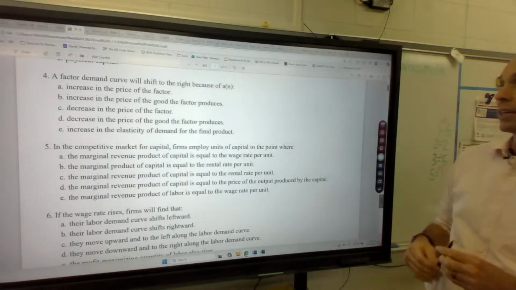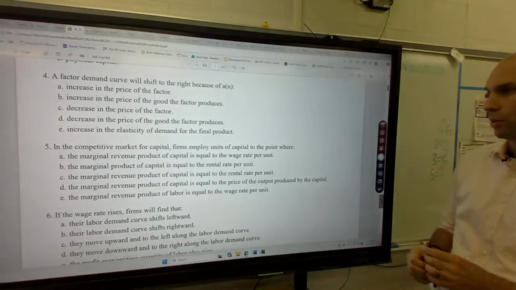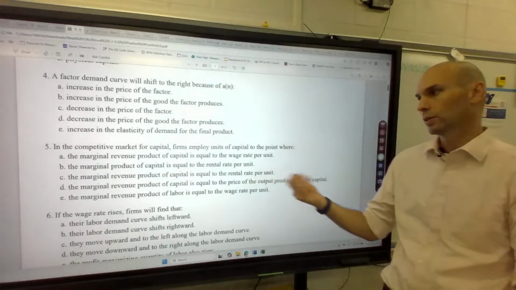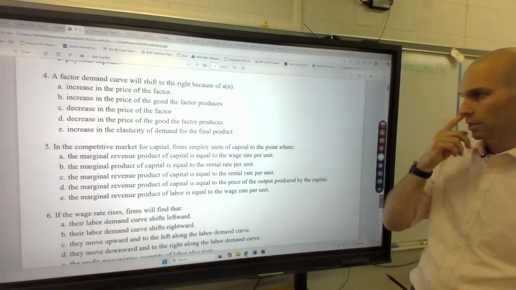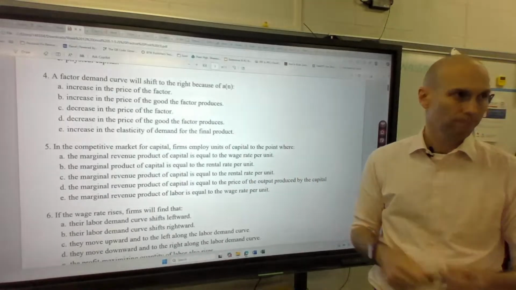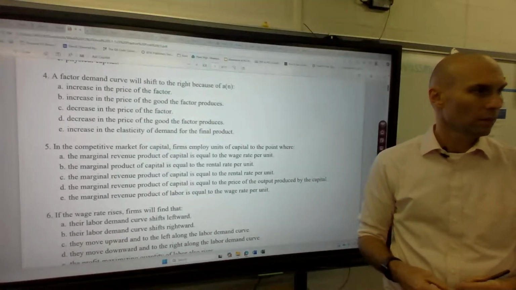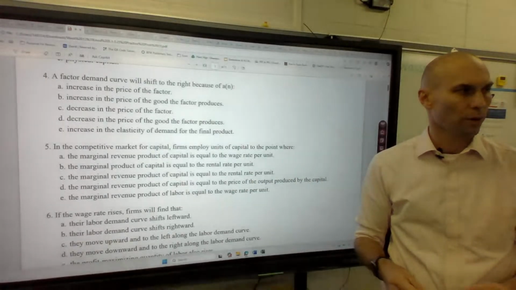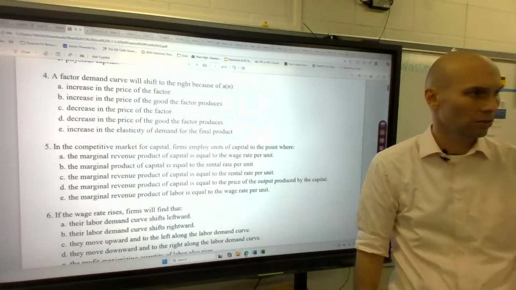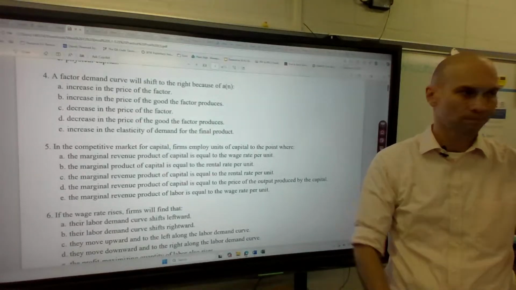In a competitive market for capital, firms employ units of capital to the point where marginal revenue product of capital equals the marginal cost of capital, or the rental rate. Wait, why isn't it wage rate? Because wages are the price of labor, but this clearly says capital. What's the price of capital called? Rental. There it is. It's a vocab term.